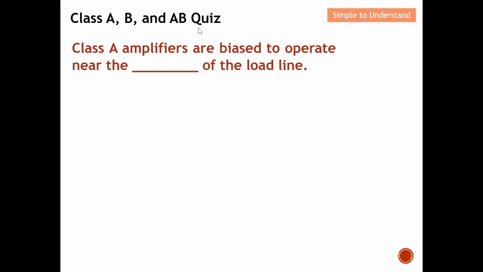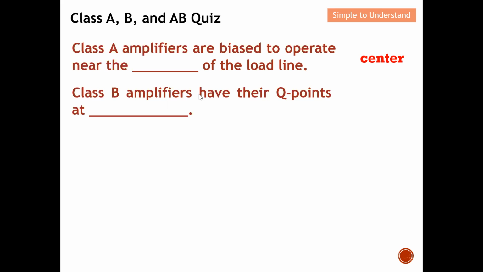Let's do a very quick quiz to understand class A, class B, and also class AB. Class A amplifiers are biased to operate near the center of the load line. Remember, it's right at the middle of the load line. For class B, they have their Q point at the cutoff.